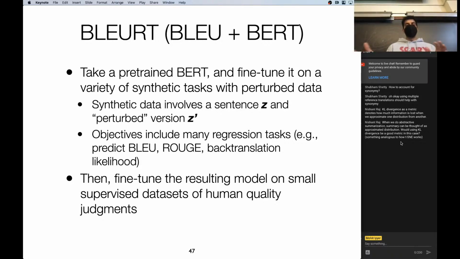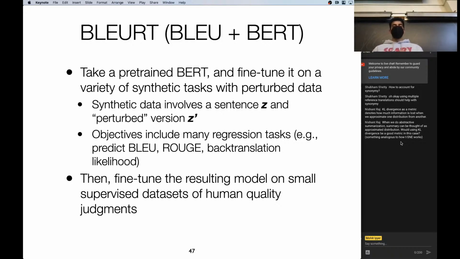So one approach, which was among the first to come out in this space, is called BLEURT. So very creative, BLEU plus BERT. And it was intended for use in translation evaluation. So basically, they took a pre-trained BERT model and they fine-tuned it on a variety of weird, synthetic tasks that they made up with perturbed data.